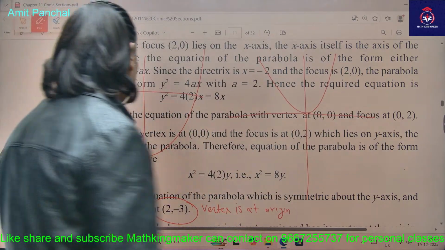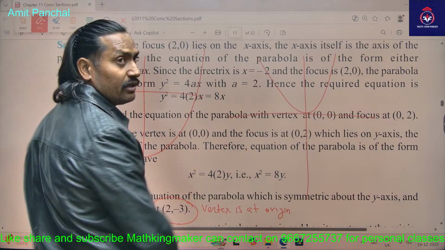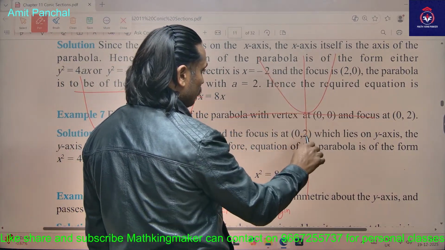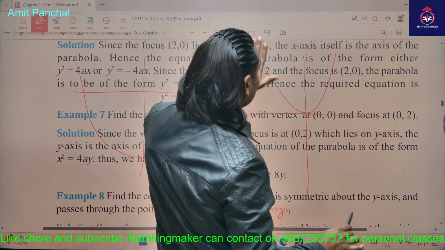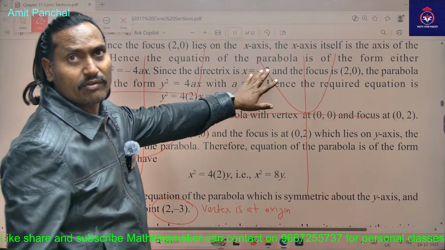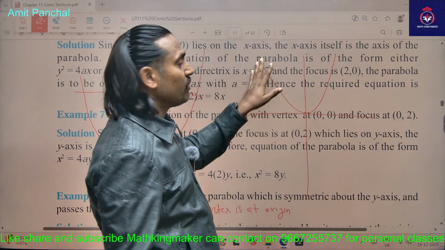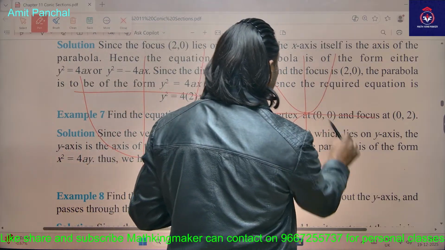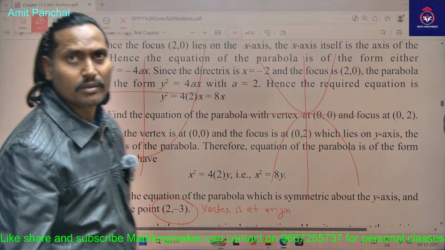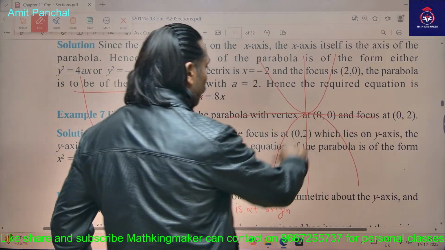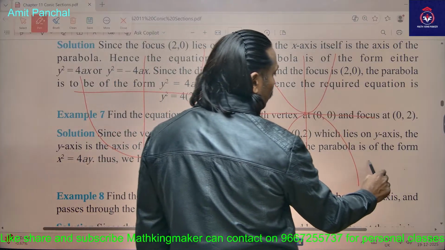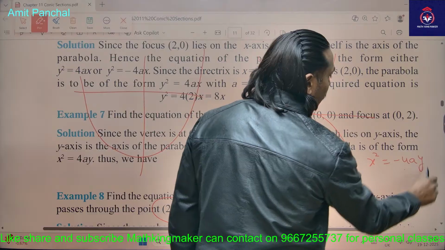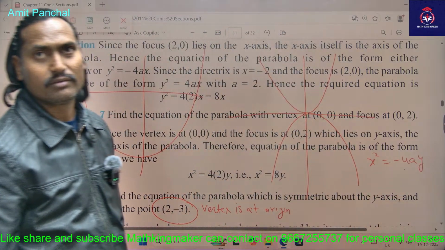Because it is passing through (2, -3), you are right, here we cannot take negative, y will be negative in this case, so your parabola will be downward. Because (2, -3) will be somewhere on this parabola, your equation of parabola is x square equal to minus 4ay.